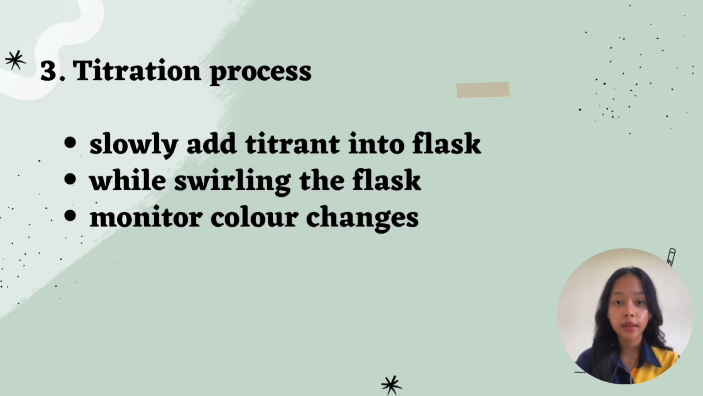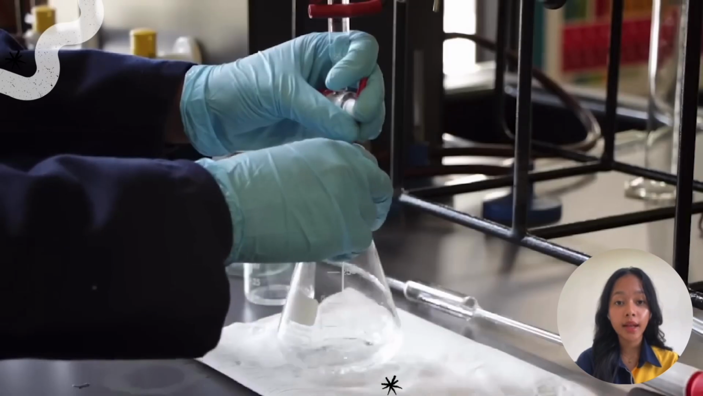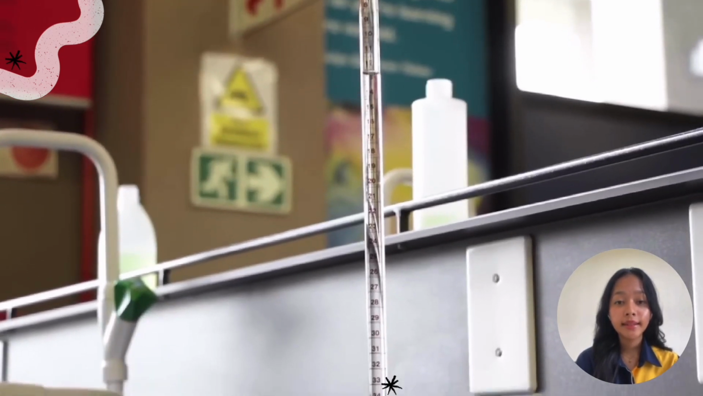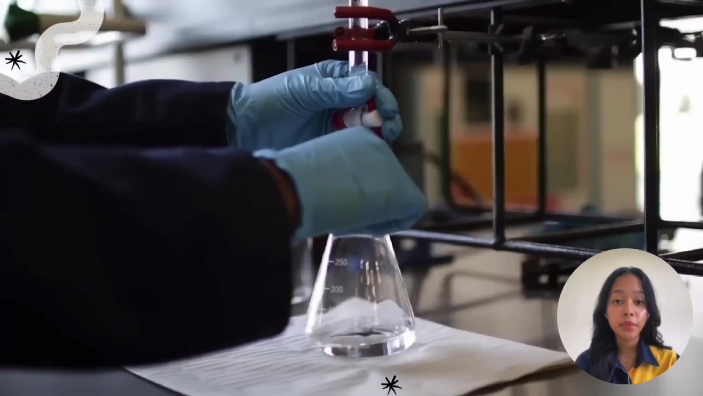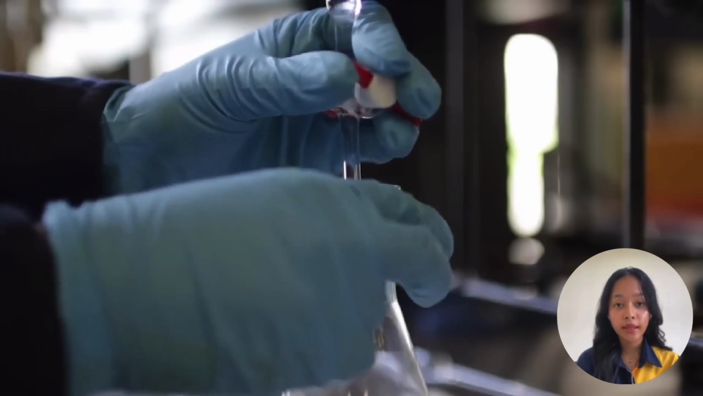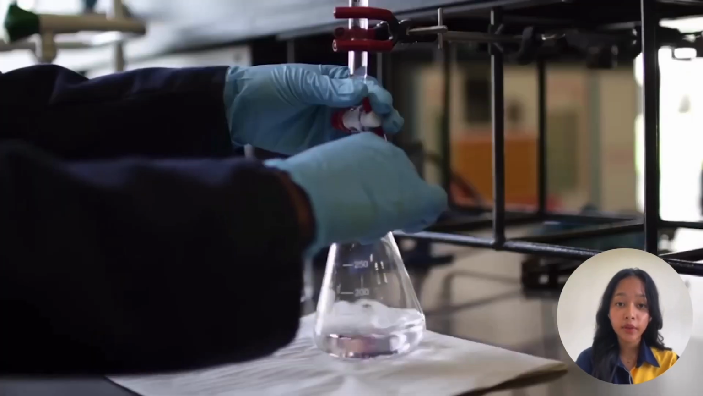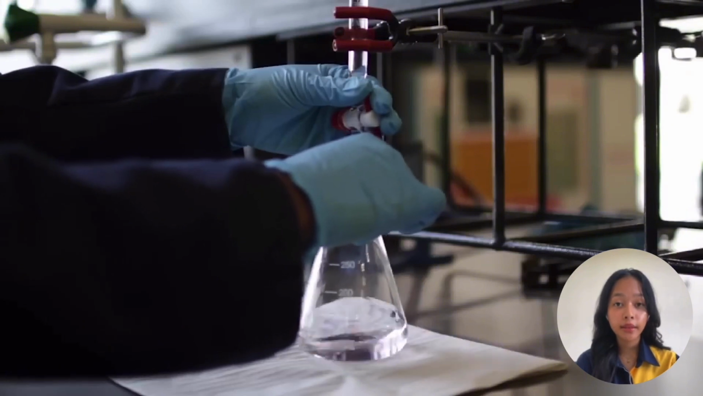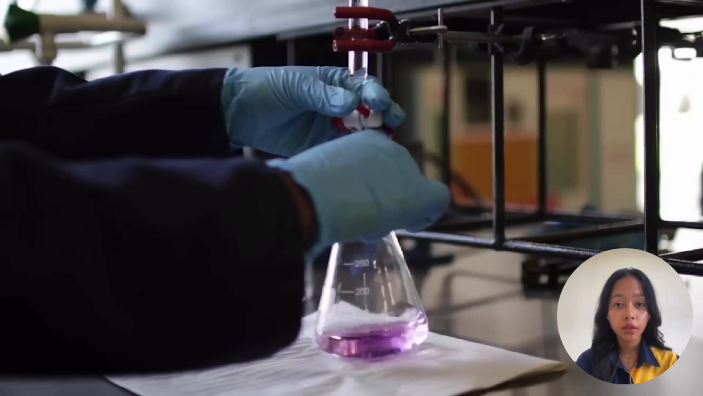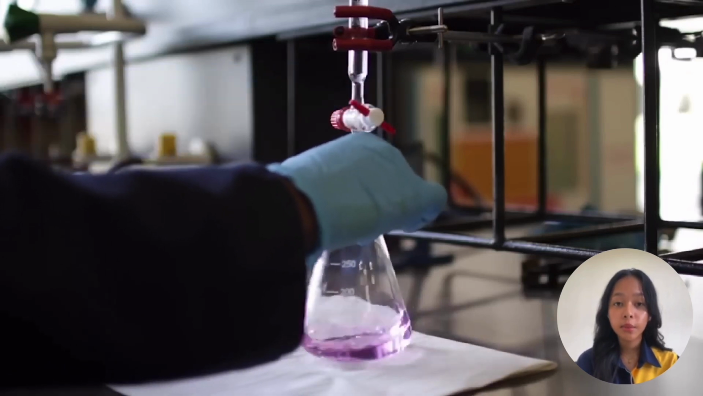Next, the titration process. Slowly add the titrant to the analyte while continuously swirling the flask. Carefully monitor the color change of the indicator. This indicates the reaction is approaching completion. Lastly, the detection of endpoint. The endpoint is reached when the indicator changes color, which signifies the analyte has completely reacted with the titrant. For greater accuracy, some titrations use the conductometric method to determine the endpoint.